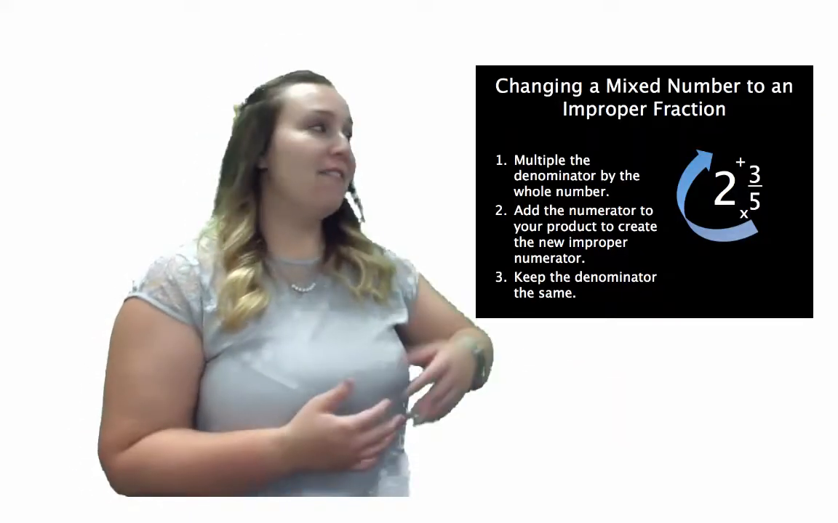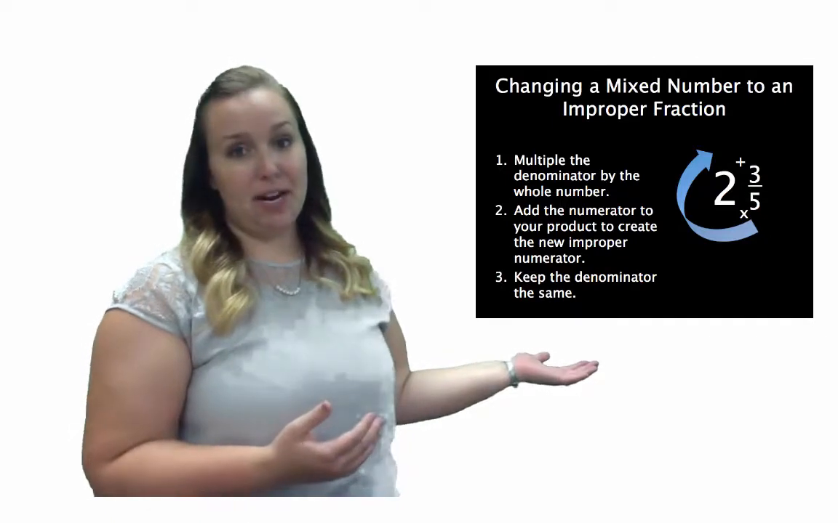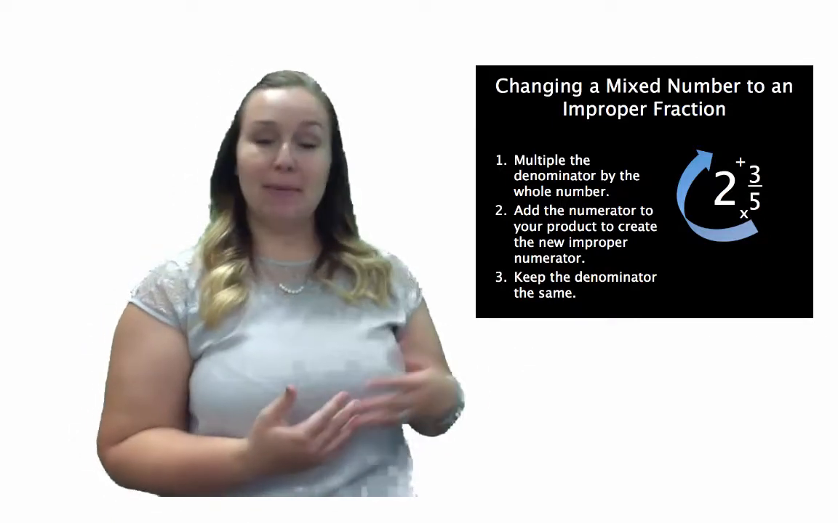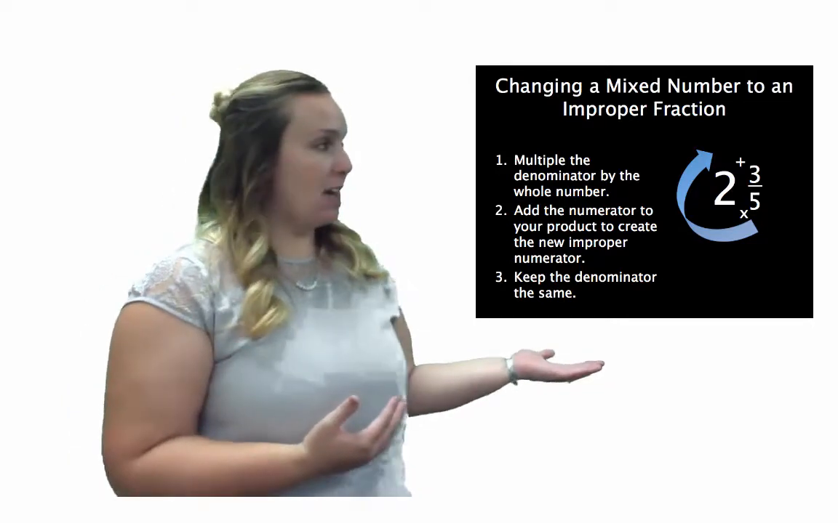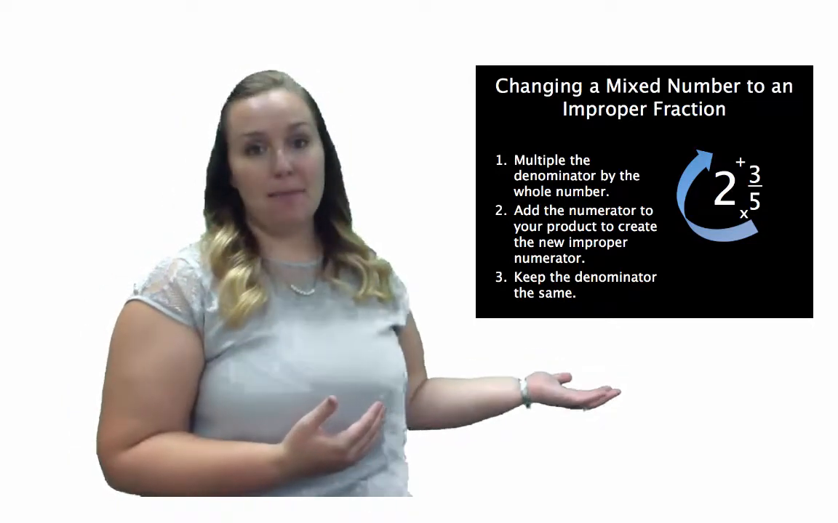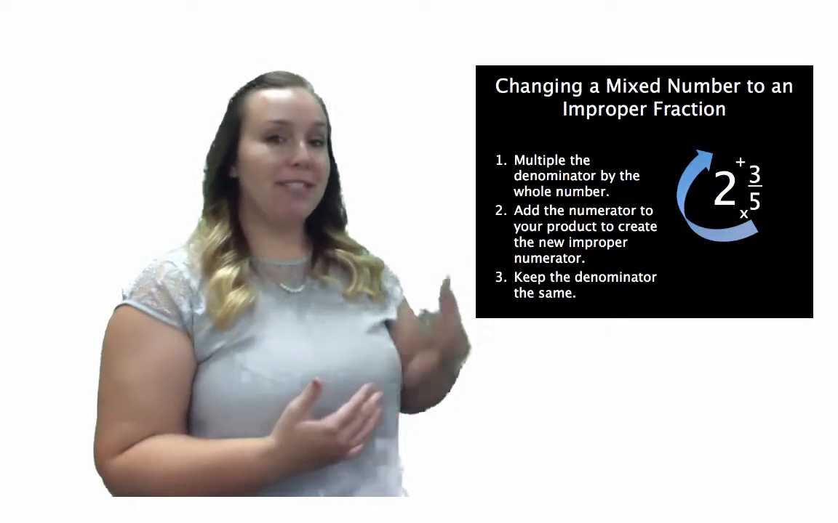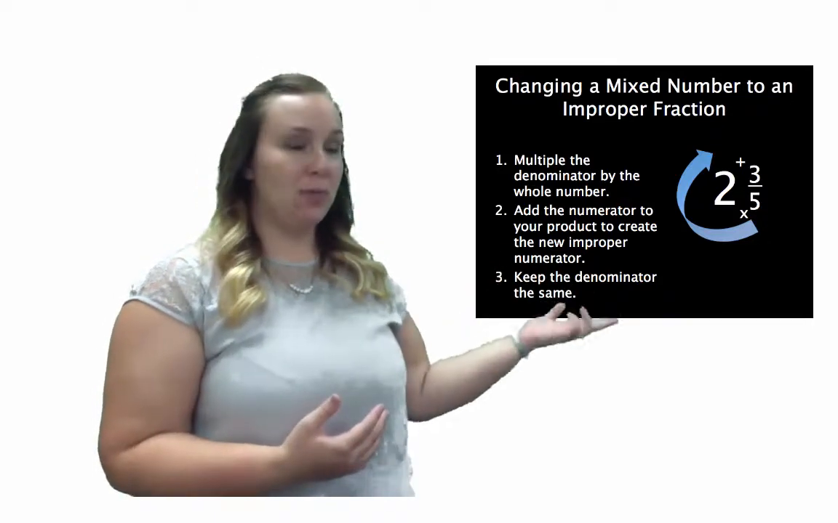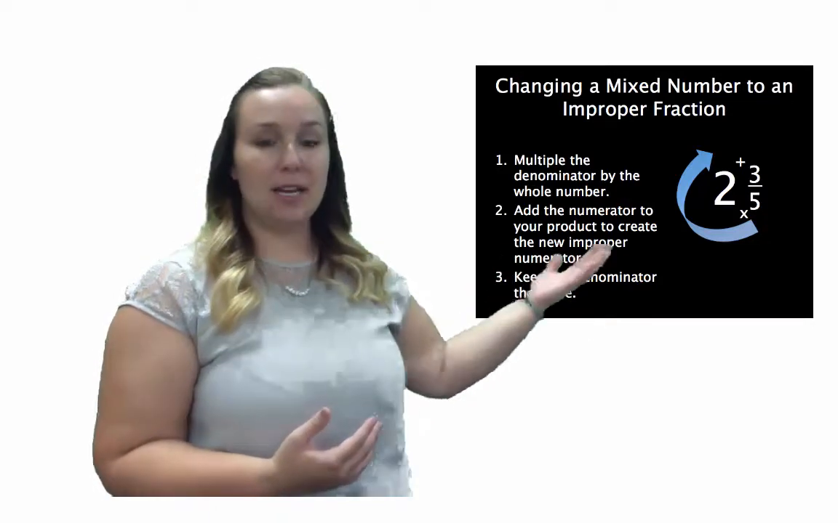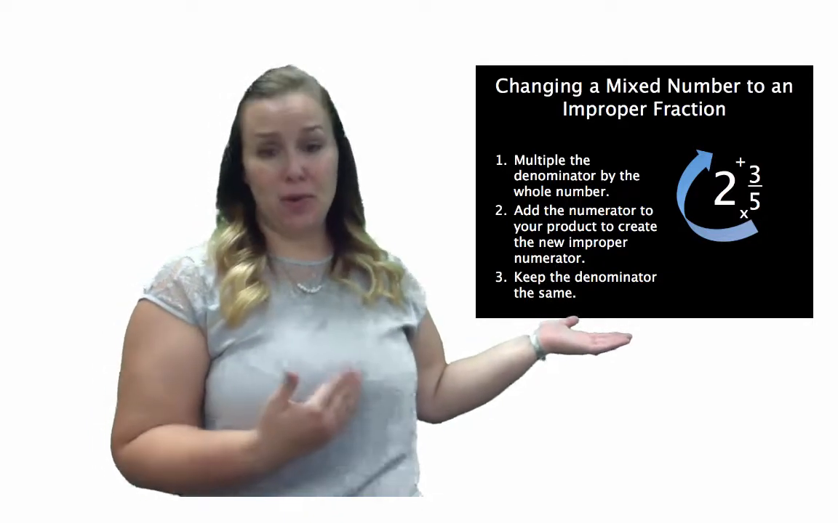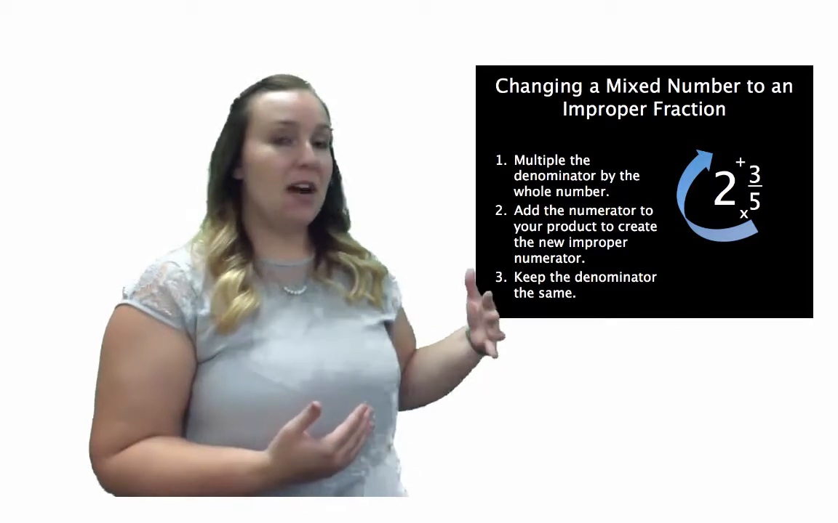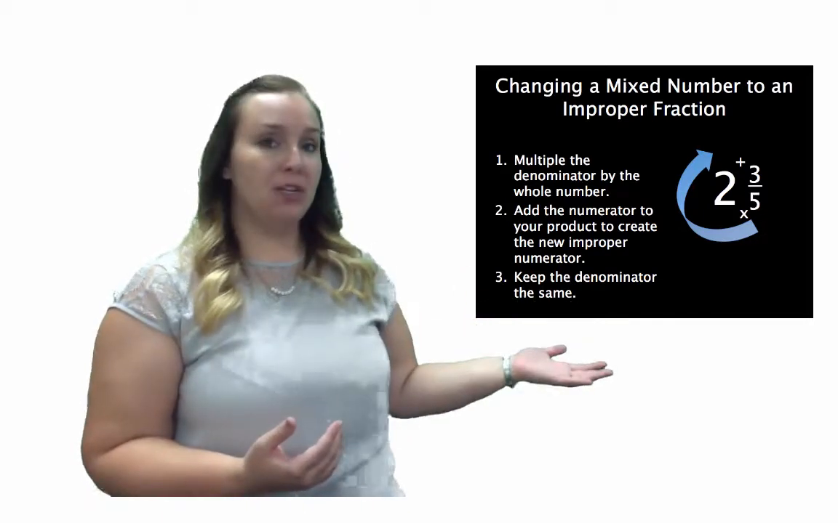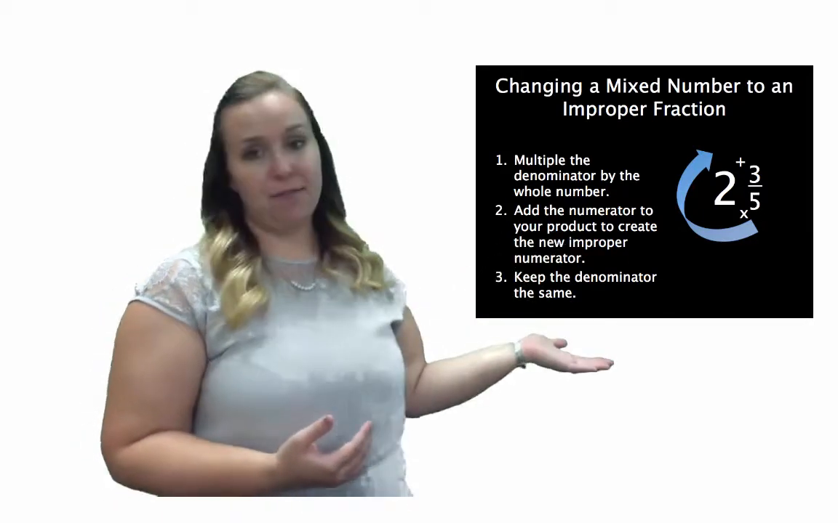A good example of the redundancy principle is if I were teaching how to change a mixed number into an improper fraction. This might be the slide that I present. When we're changing a mixed number to an improper fraction, we will multiply the denominator by the whole number, which will give us 10, and then we're going to add 10 to our numerator, which is 3. So 10 plus 3 is going to give me 13. That's going to be my new numerator for my improper fraction. And then for my denominator, I'm going to keep it the same. So my new number should be 13 over 5.